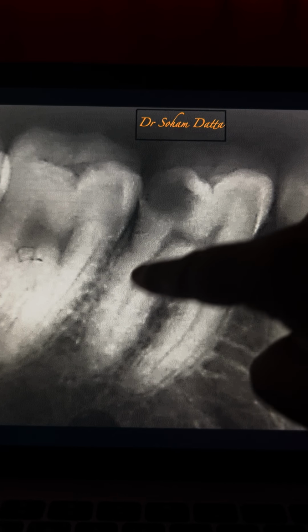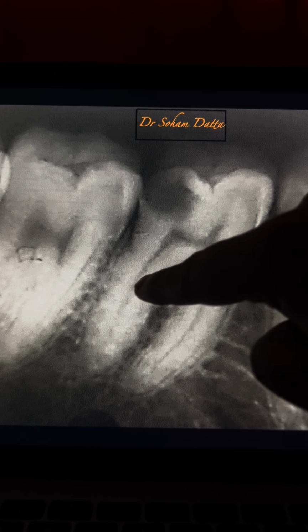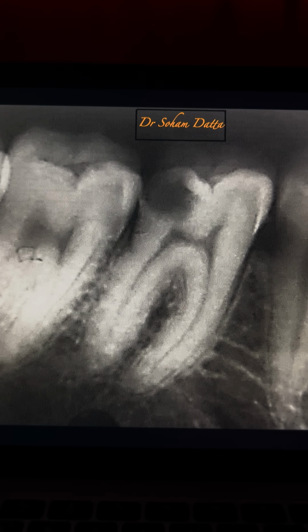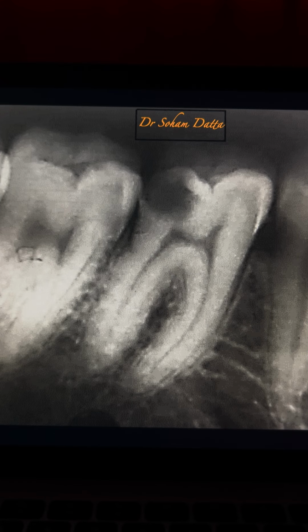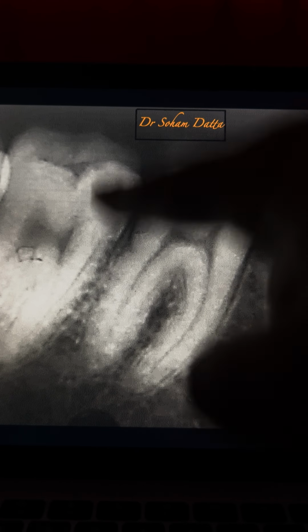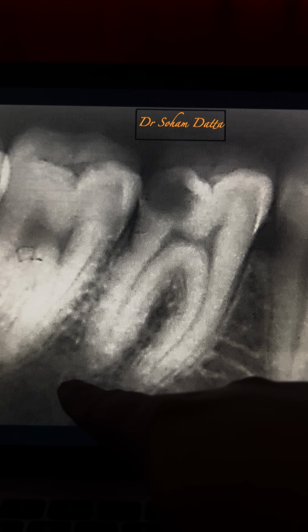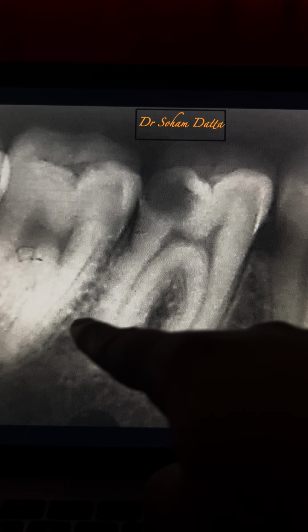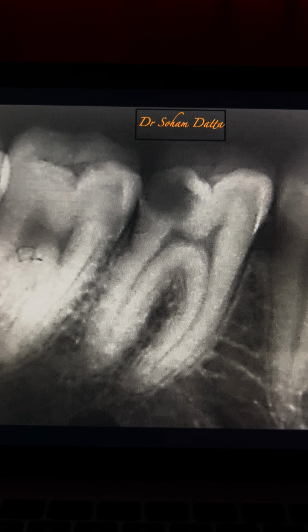In the distal root, it is visible in the coronal third of the root. In the middle third it is also visible, but it is slightly invisible or not properly visible in the apical third, right? Now, the most important part of this X-ray is the sudden drop of the radio-opacity from here to here. This region, the sudden drop of the radio-opacity in the apical part of the distal root of the 6.